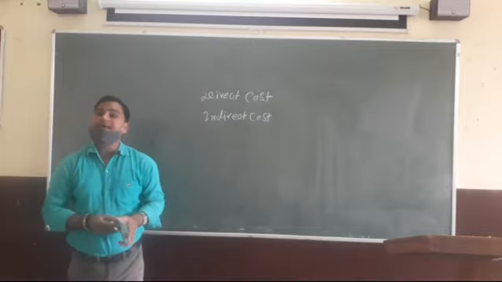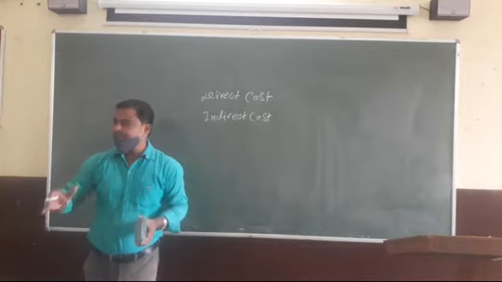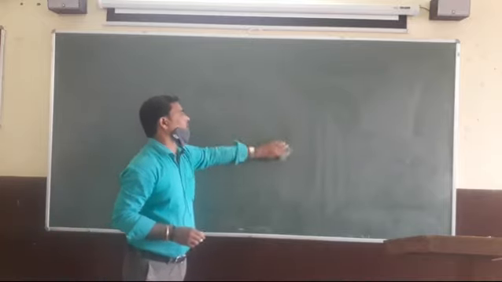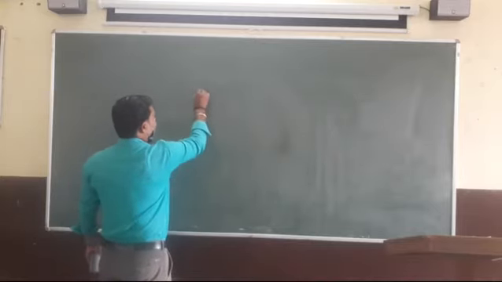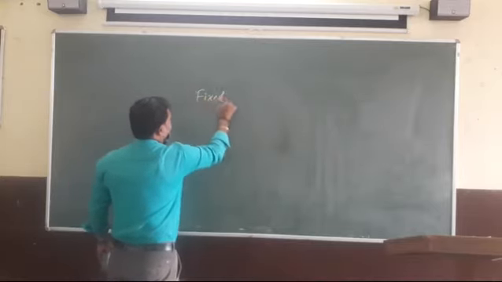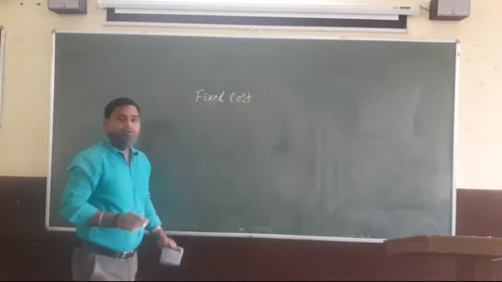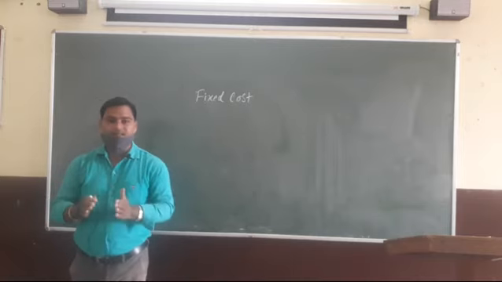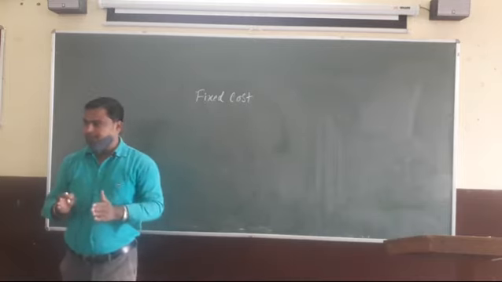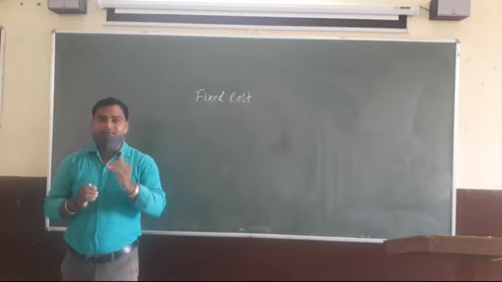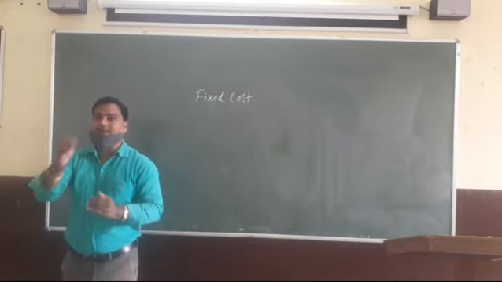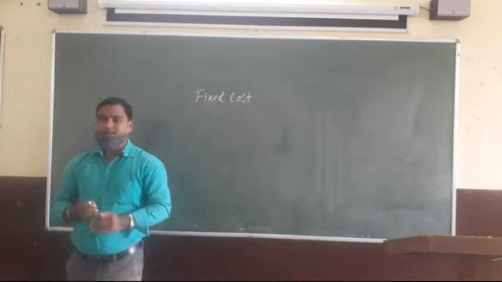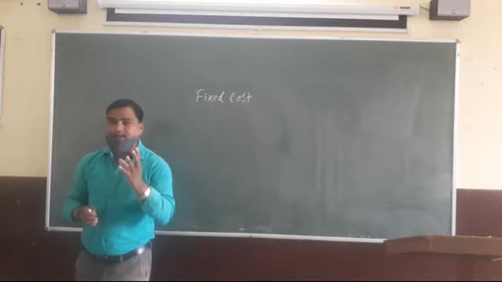Now on the basis of behavior of cost, how does it behave? There are three types of cost. First is fixed cost. Fixed cost is the cost which does not change with the change in production. It does not vary. Okay? It does not increase with the increase in production and does not decrease with the decrease in production. It will always remain fixed, such as the rent of warehouse.